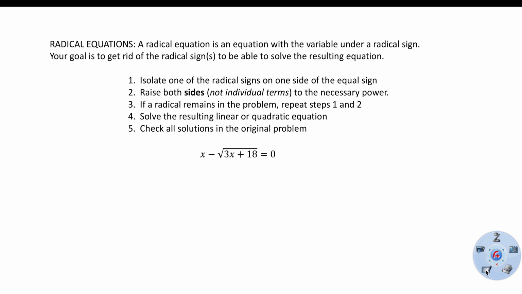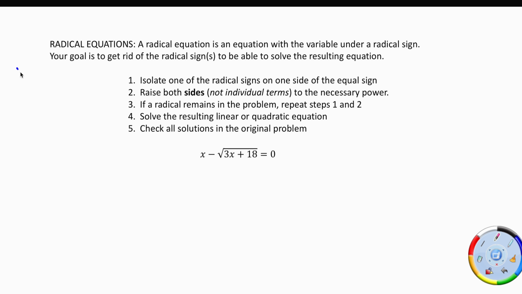Okay, the next kinds of equations are radical equations. So to be a radical equation, it means you've got a variable underneath the radical sign. Again, if you have an equation like this, not a radical equation, right? To be a radical equation, the variable has to be in the radical.